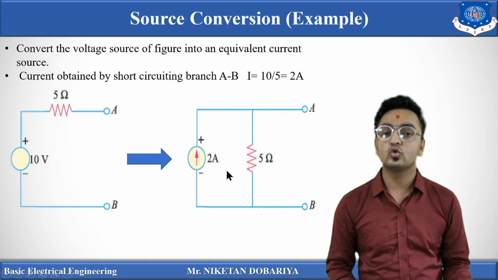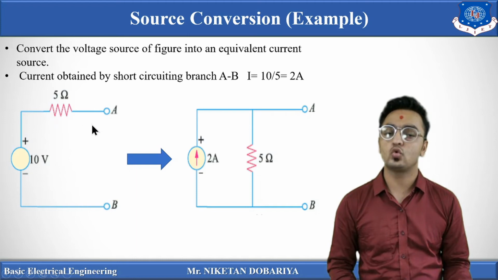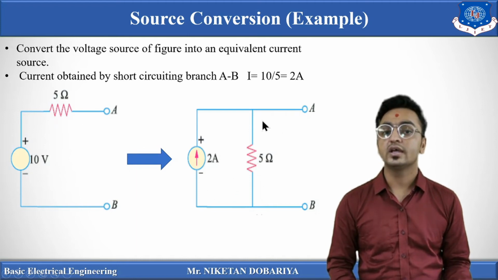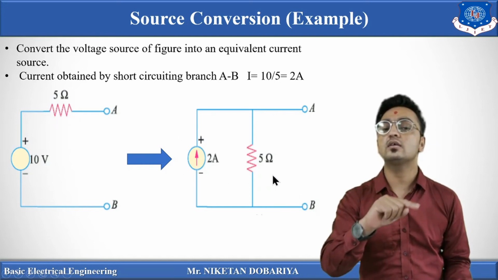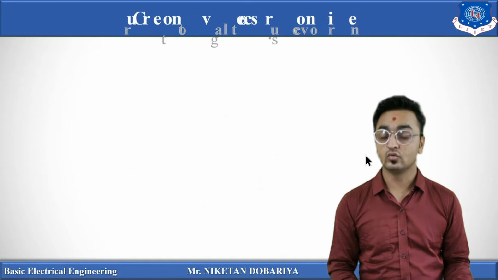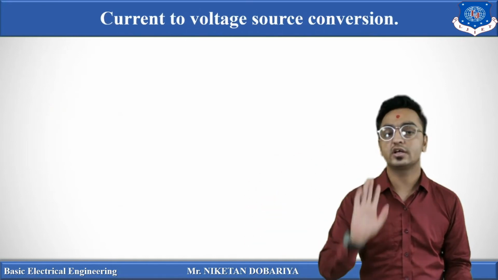So that is going to be 2 ampere, and the resistance is going to be in parallel, having the same value as it had in series connection. So now we have a current source with a 2 ampere value and a 5 ohm resistance in parallel connection. This is its equivalent current source. So this was the conversion of a voltage source into a current source.